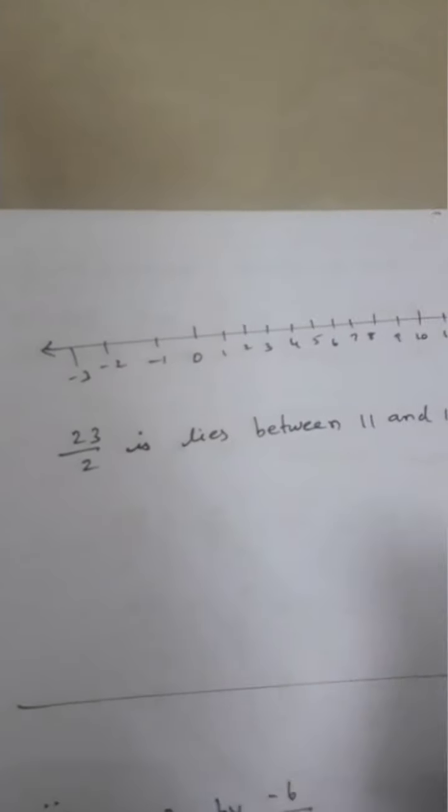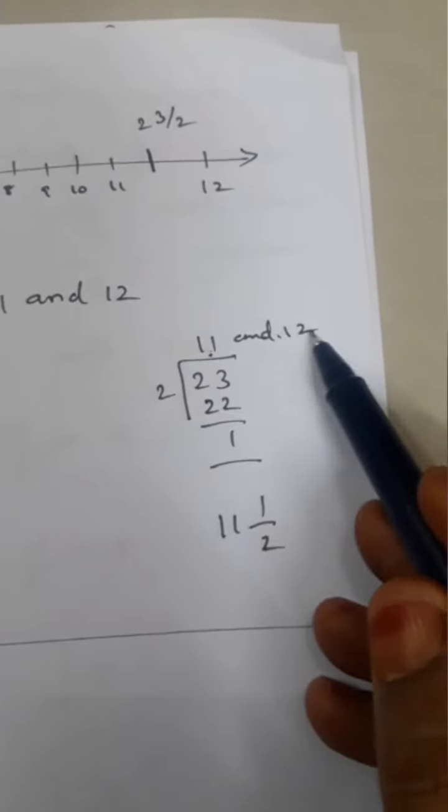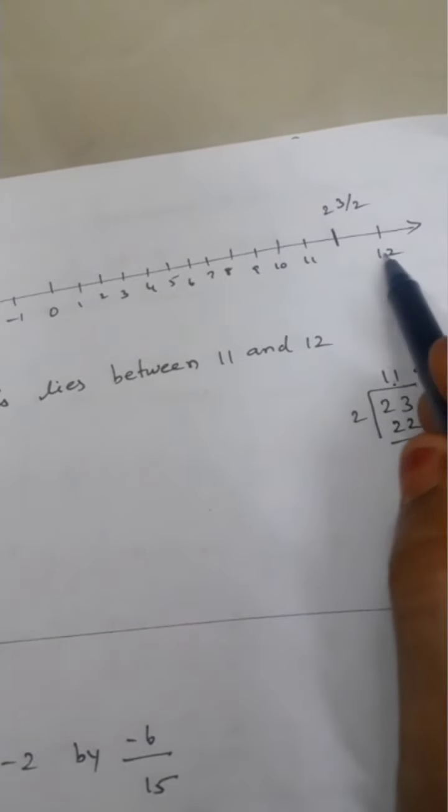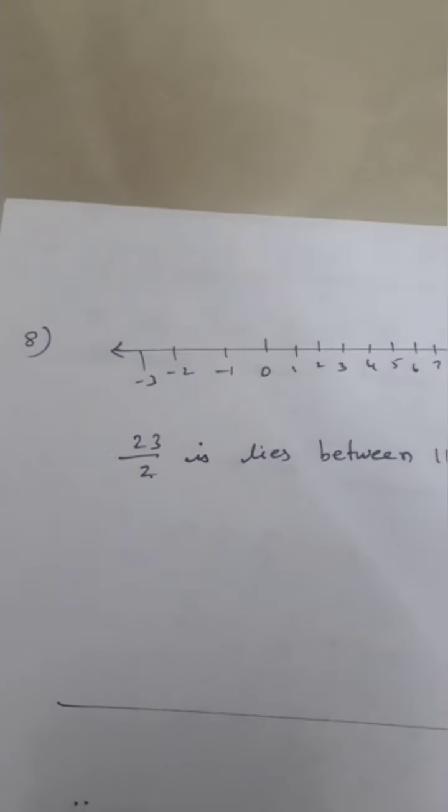This number lies between 11 and 12, that is what is asked, no. So 23 by 2 is the answer. Divide the number. 23 divided by 2 equal to what is the quotient? 11. So between 11 and 12 definitely there are rational numbers. 23 by 2 lies between 11 and 12. See there, between 11 and 12 there is the number. So, do you understand the sum or not? Okay.